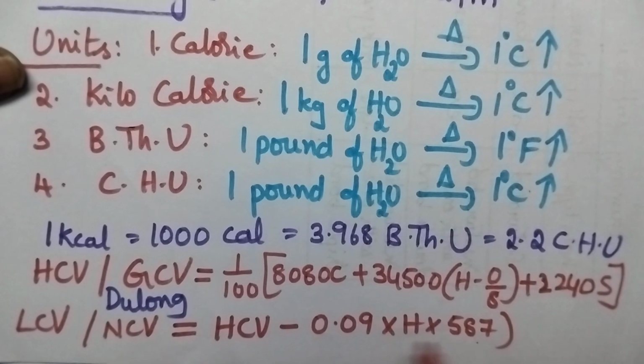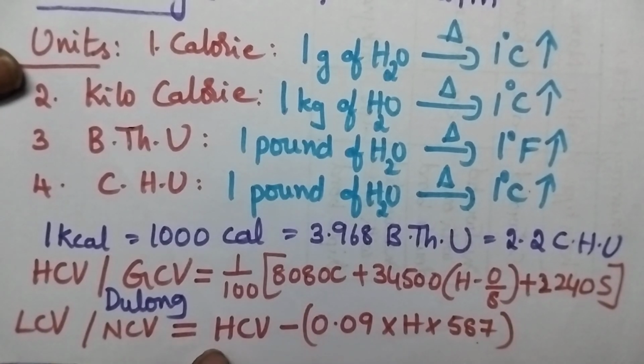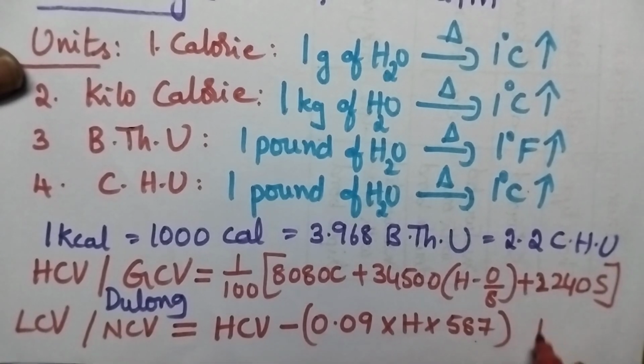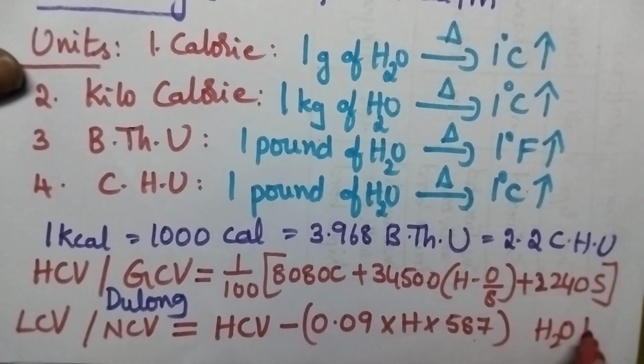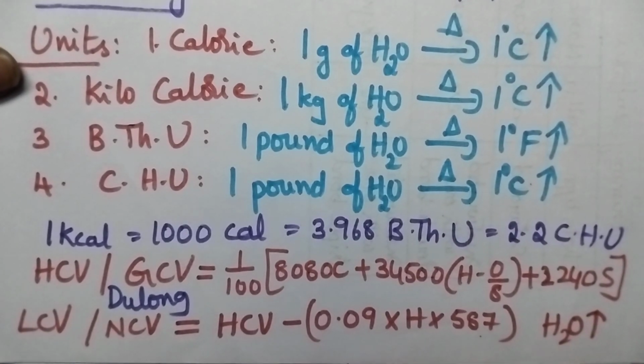That means while calculating the lower calorific value, here the combustion is done and the combustion products, especially the water vapor, is allowed to escape, and hence latent heat of water vapor should be removed, should be subtracted from the higher calorific value, and hence LCV is equal to HCV minus 0.09 into H into 587.